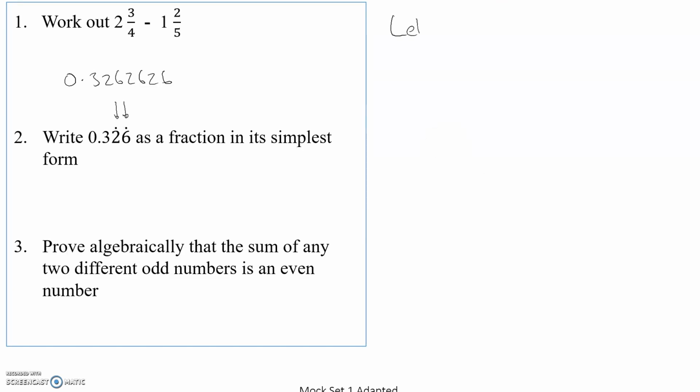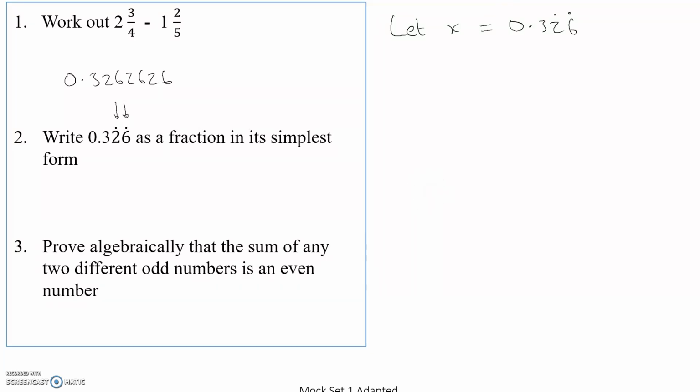So let's let x equal 0.326 recurring. And we need to find some multiples of x so that we get that 3 on the left hand side of the decimal point and the 26 as the recurring bit. So I'll show you what I mean.